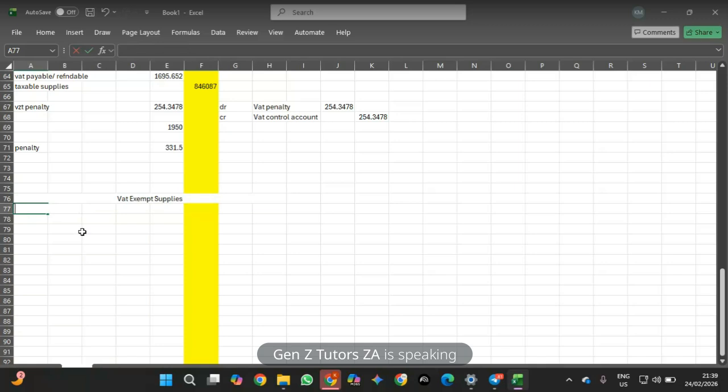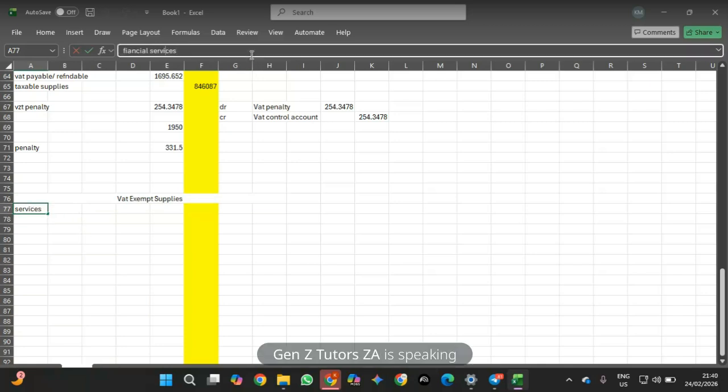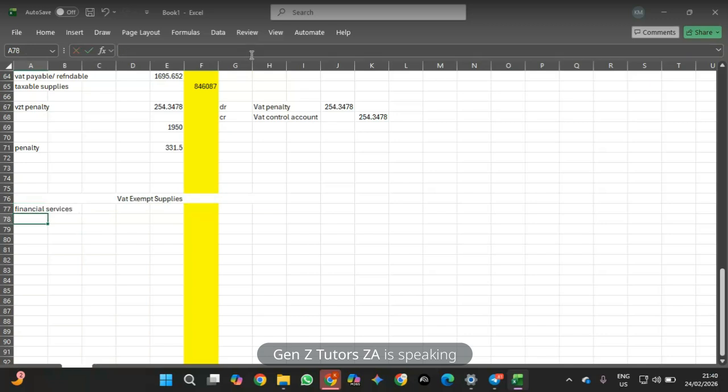Okay, VAT exempt supplies. You've got financial services. Financial services, guys, these items are just money. It's like the exchange of money. You are not literally doing anything. You are not providing any value. You are not supplying any good. Also, you're just exchanging money for money.